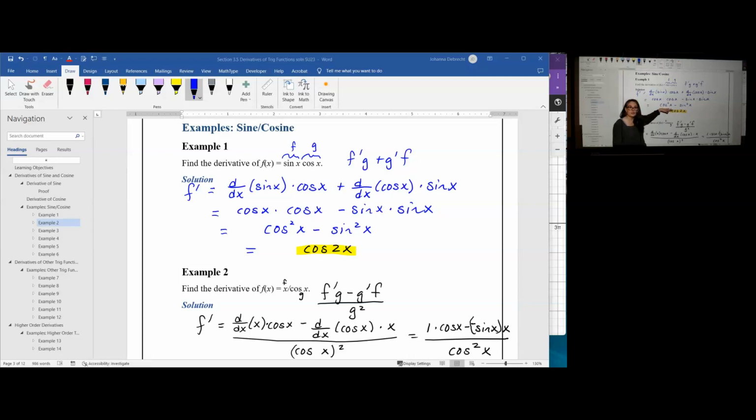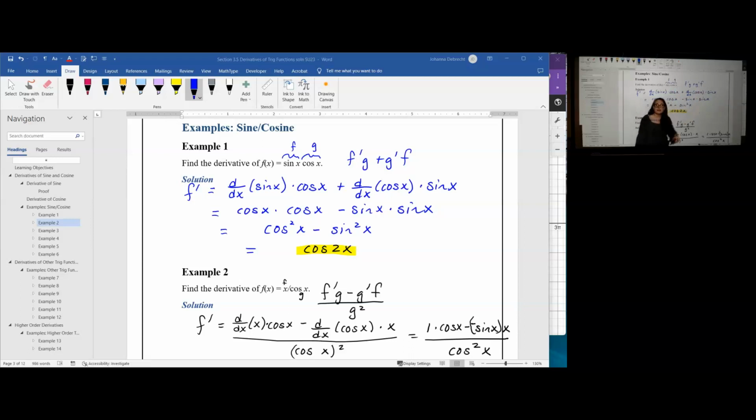You can either write the cosine x in parentheses with the square outside, or you can place the 2 between the cosine and the x. Then for the second term, we take the derivative of the second factor, which was cosine. The derivative of cosine is negative sine of x.